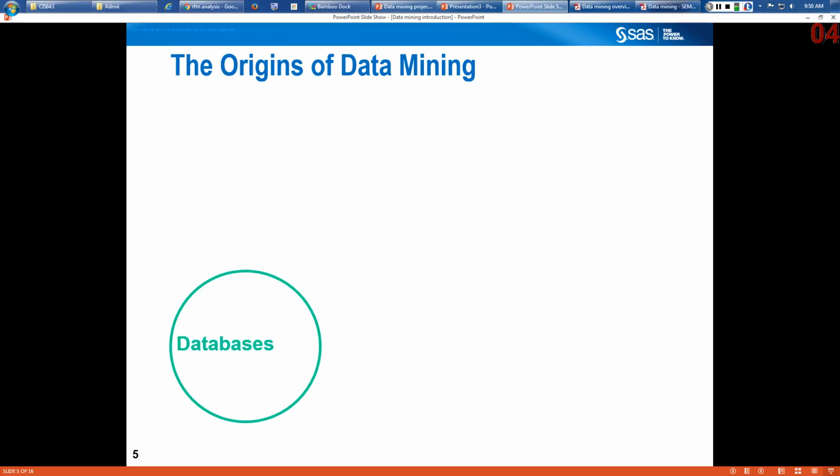The next slide will show you what are the different areas from which data mining techniques have been borrowed or adapted. Databases are, of course, the backbone of any business application, and with databases you can summarize data, you can create aggregated data and so on. So databases are a source of data mining.